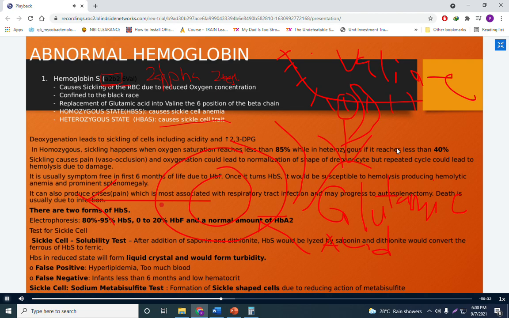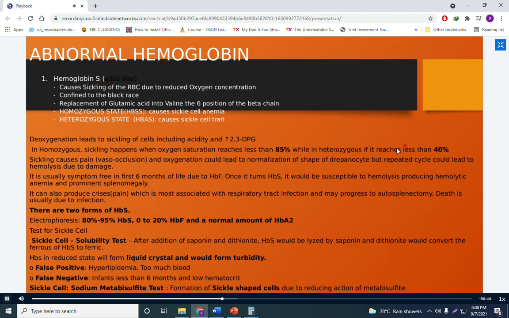Now, in your homozygous, sickling happens when oxygen saturation reaches less than 85%. While in heterozygous class, it reaches less than 40%. Sickling causes pain, characterized by vaso-occlusion.